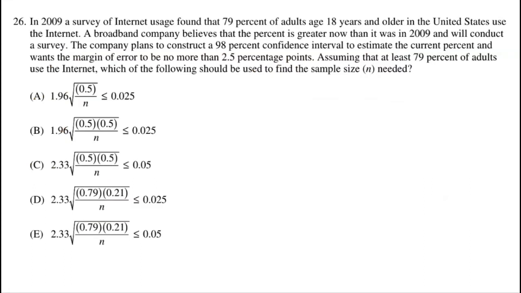In this problem, it says in 2009, a survey of internet usage found that 79% of adults aged 18 years and older in the United States use the internet.